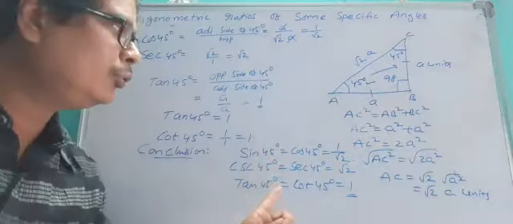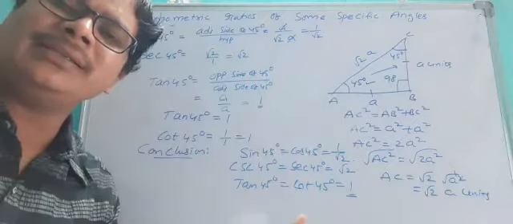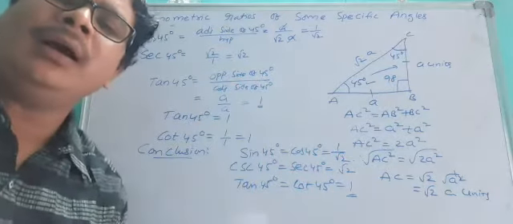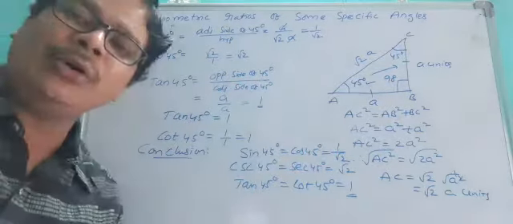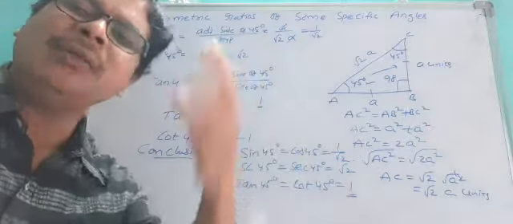So you have to do this same process in your rough book. Automatically you can store all the values in your mind.